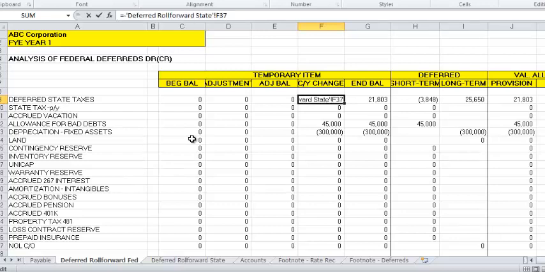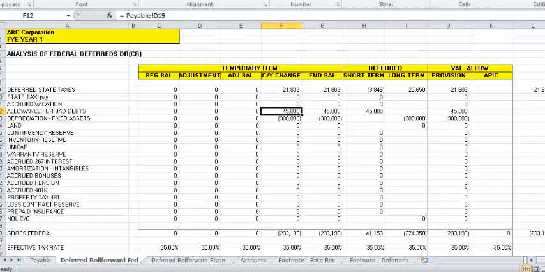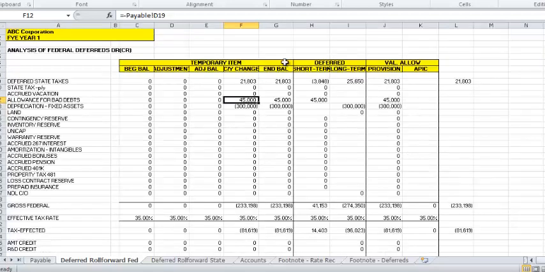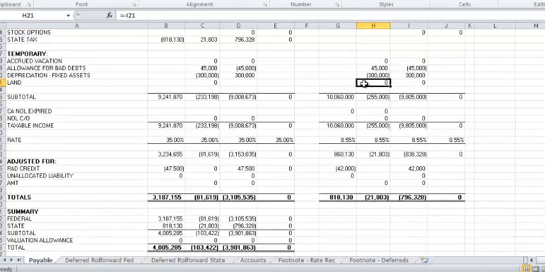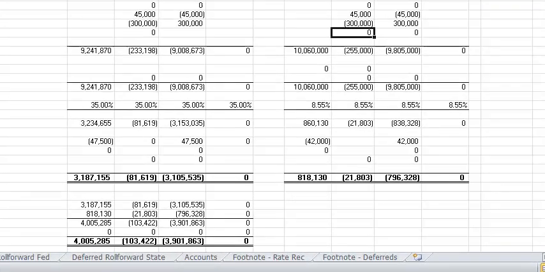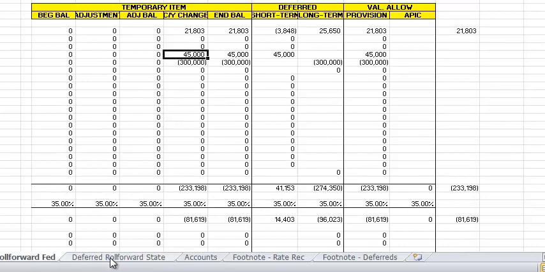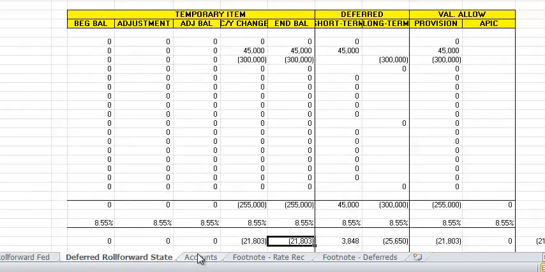Okay. Otherwise, this federal tab works exactly the same, right? You can see these numbers are the same. Okay, so I did my payable tab. That's where all the business happens, right? I get it balanced. I come up with my provision. The picture makes sense. My deferred tabs both just roll forward the temporary items and show them individually and show the activity to get from beginning to end.